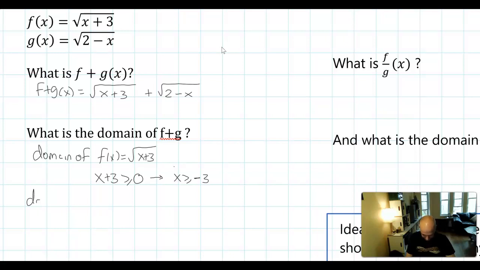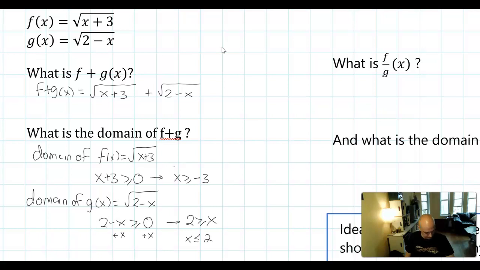Then I also need to find the domain of g, square root of 2 minus x. I can find that domain by doing the same thing. I can take 2 minus x, make that greater than or equal to 0, and solve. In this case, to solve, I'll add x to both sides. And I get 2 is greater than or equal to x, which we could think about as saying x is less than or equal to 2.